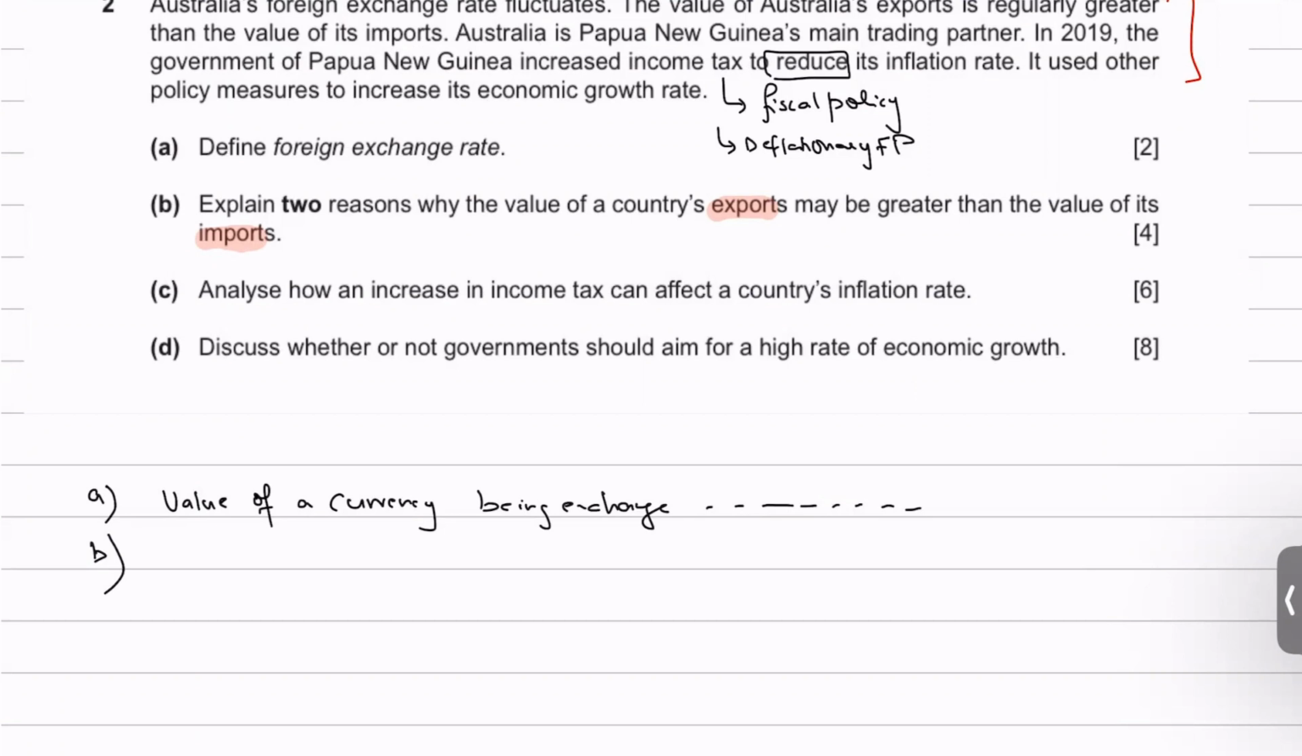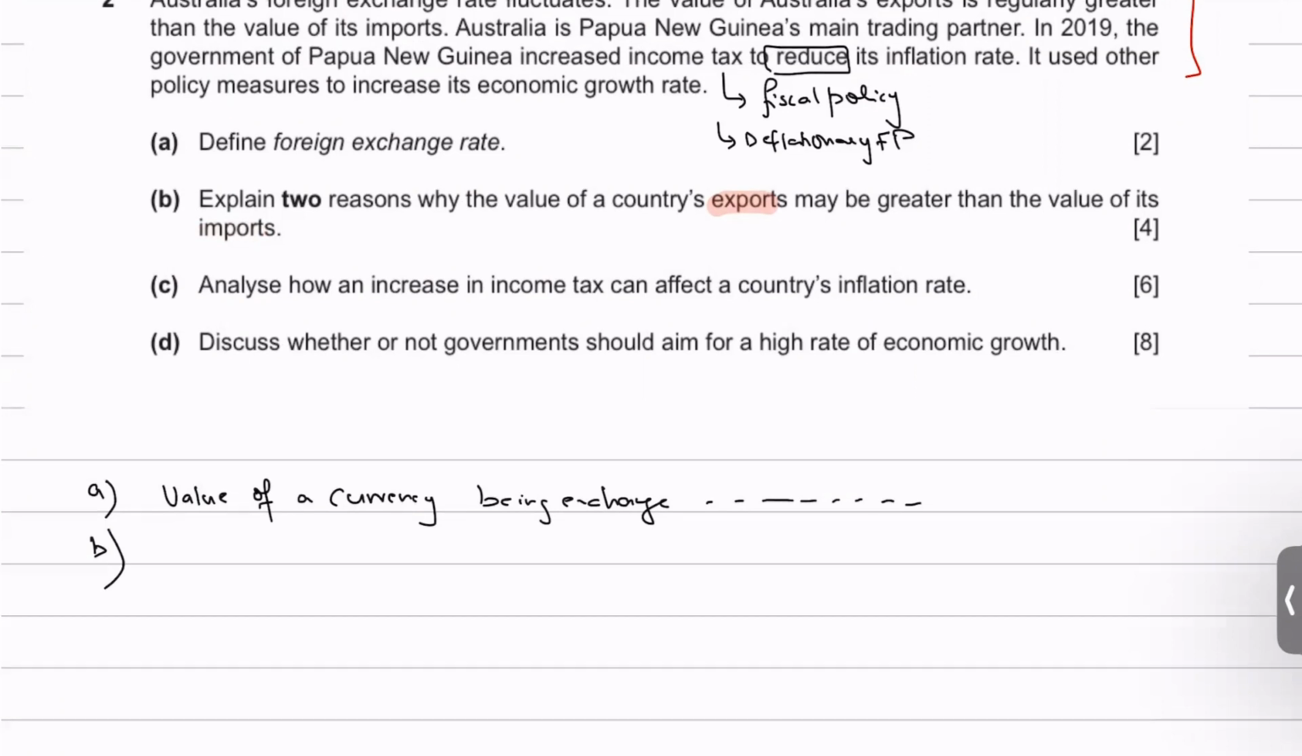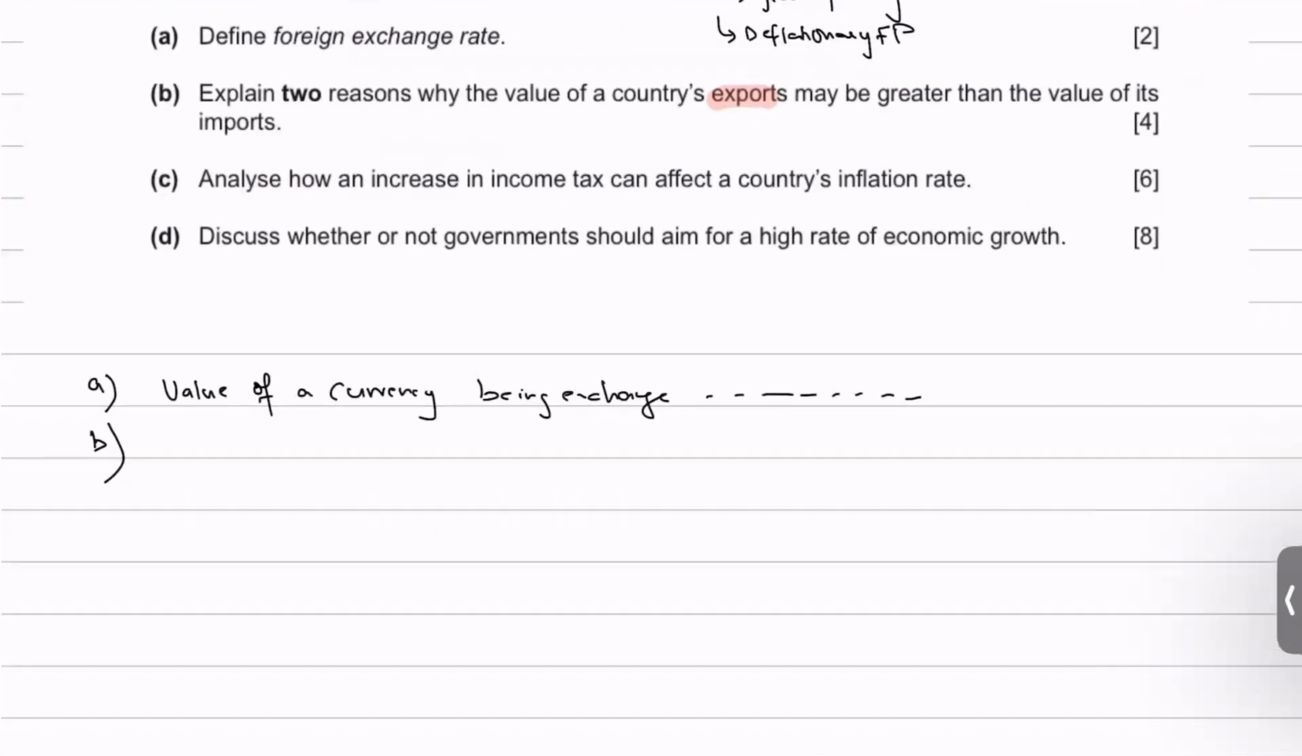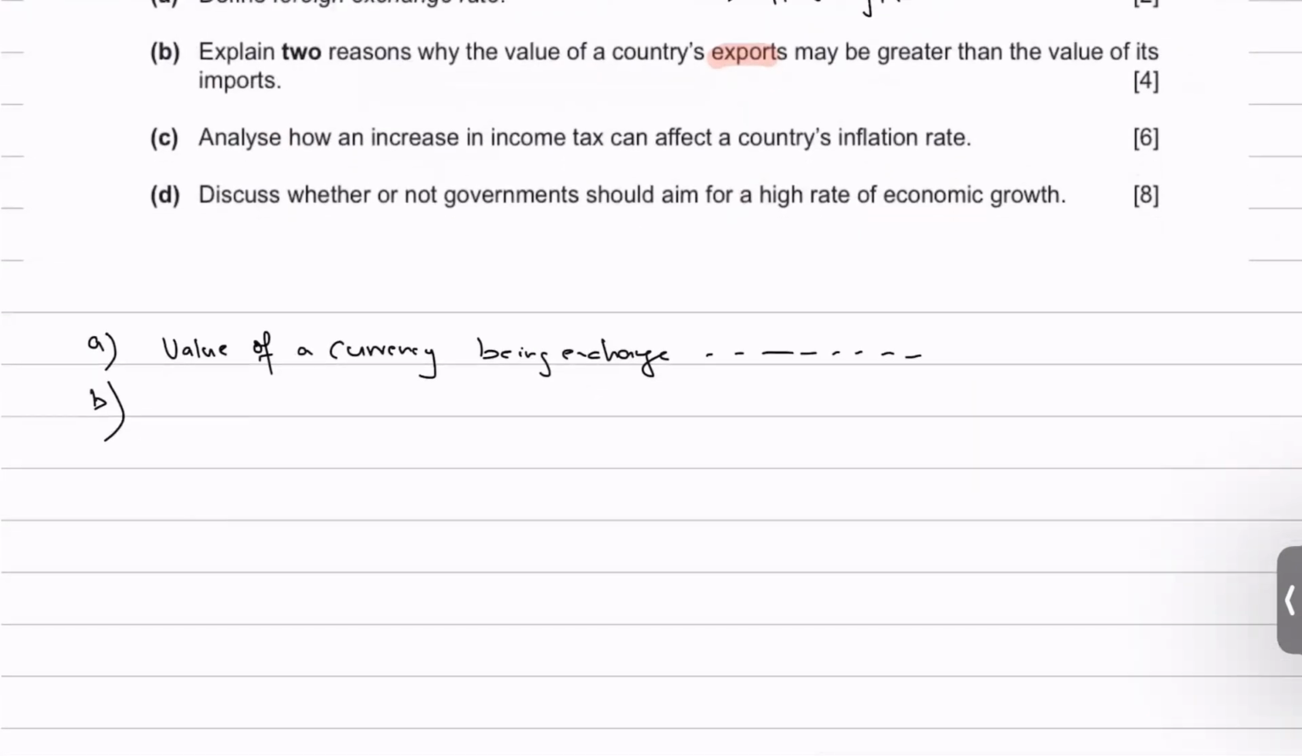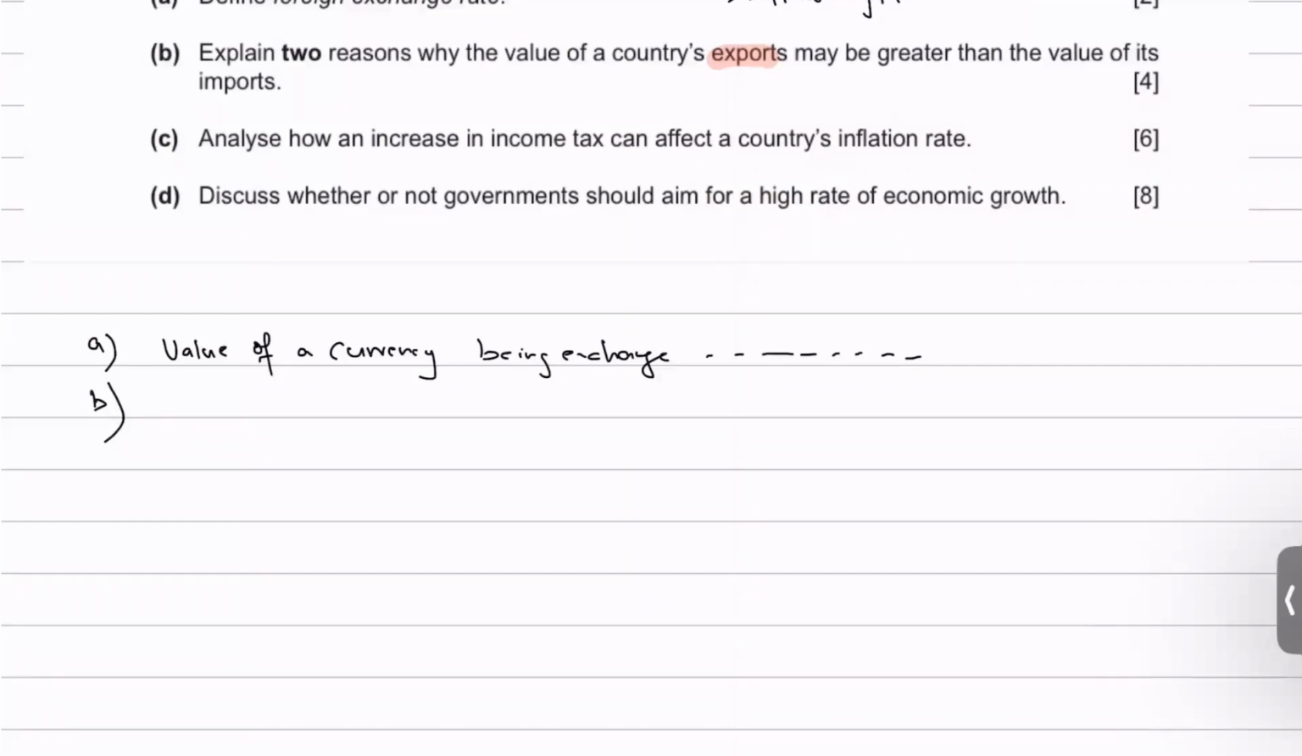You just directly jump to the main question. You say that the reason why the value of a country's exports may be greater than the value of the imports. You also don't need to link it by saying that, like in the paragraph above, the Australian exports are more than their imports, hence whatever. But you don't need to link that. So yeah, it's not required.